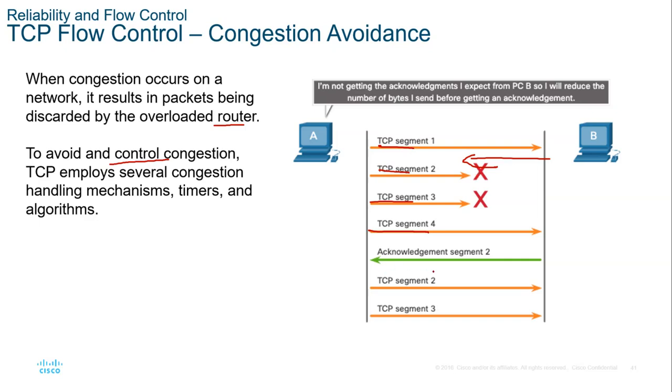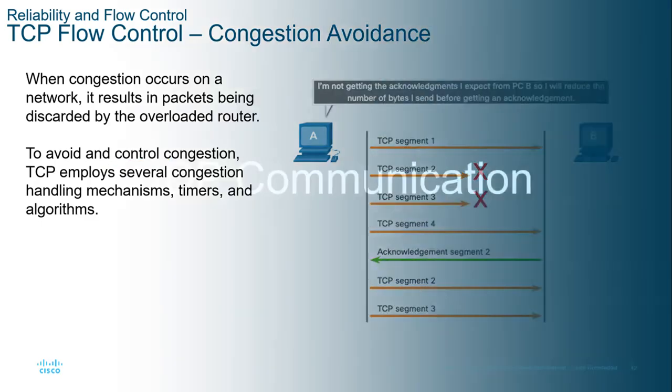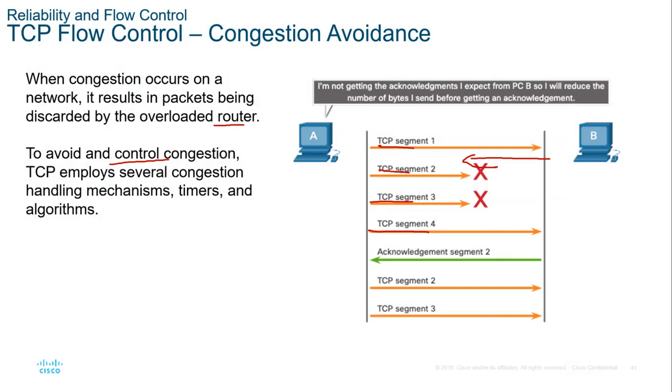So at the time when this is going to be retransmitted, there is a possibility that the window size, or even the maximum segment size, can be reduced. So here I'm not getting the acknowledgement I expect from PC B, so I will reduce the number of bytes I send before getting acknowledgement.